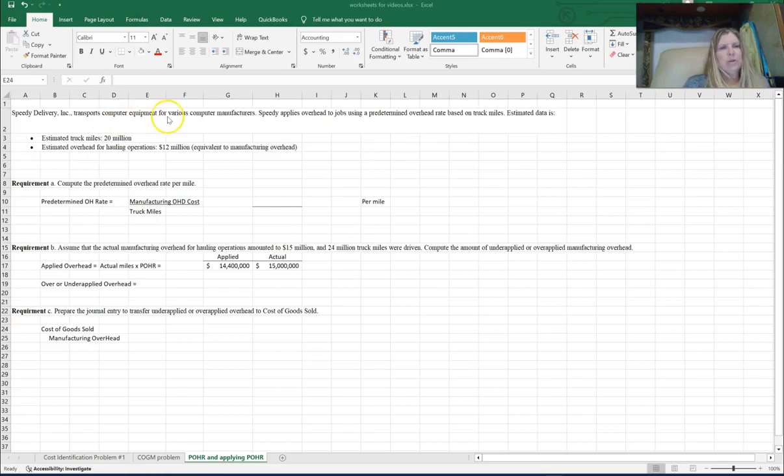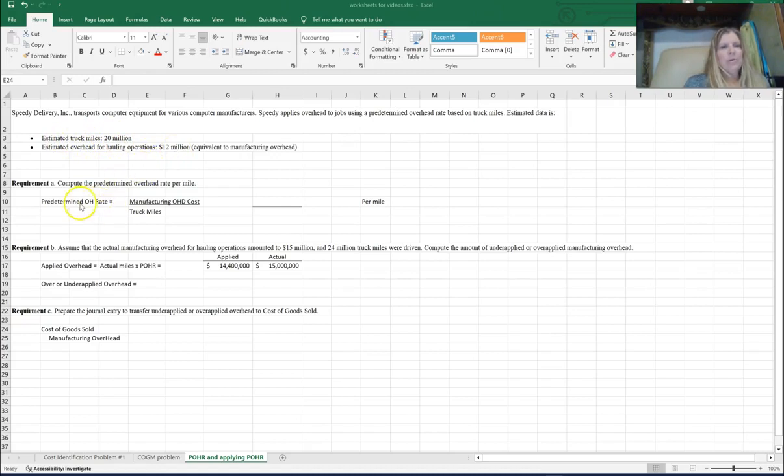Speedy Inc. transports computer equipment for various companies. They apply overhead to jobs using a predetermined overhead rate based on truck miles. And then they have the estimated data here. We estimate that the truck miles are 20 million and the total overhead costs will be 12 million.